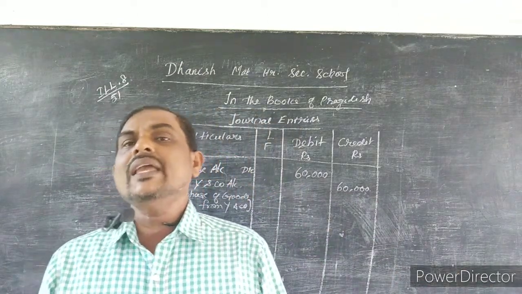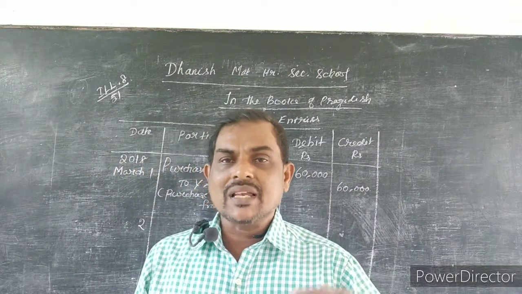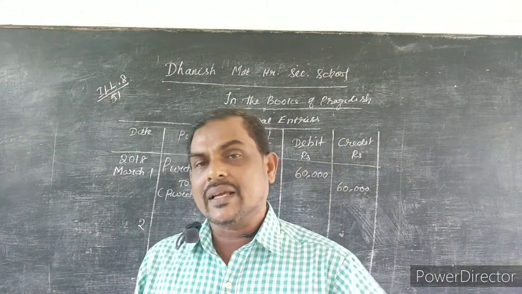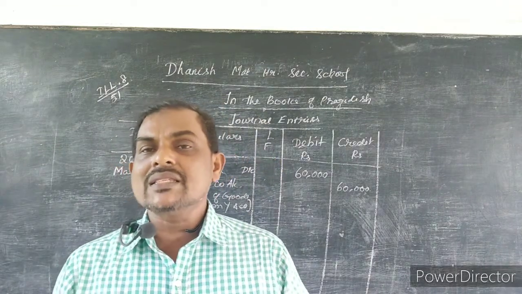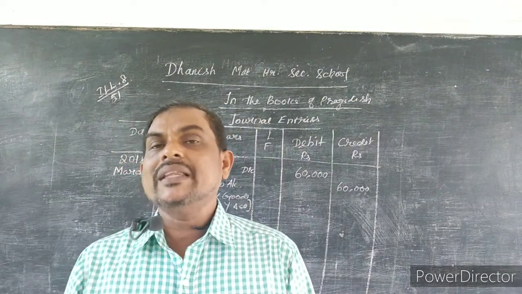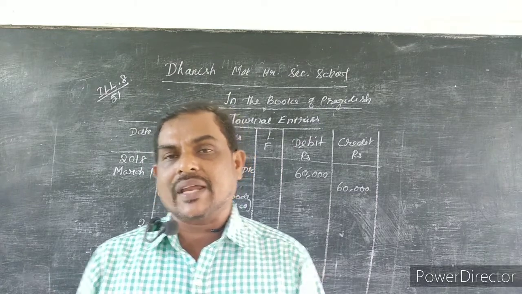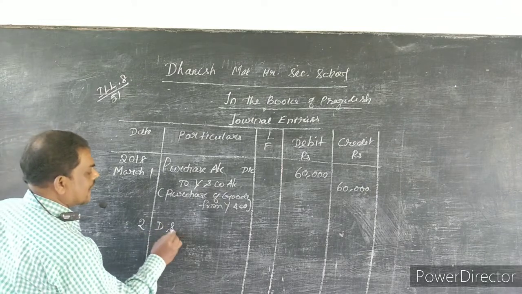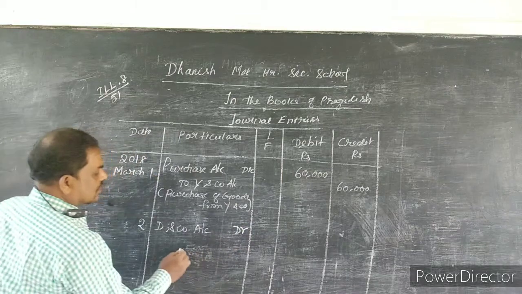Okay. So D is the receiver, because Pragadish is selling the goods. So who is the receiver of the goods? D and company is receiving the goods. So as per the personal account rule, D is the receiver. So debit the receiver. So D and company will come on the debit side, because he did not pay the money.